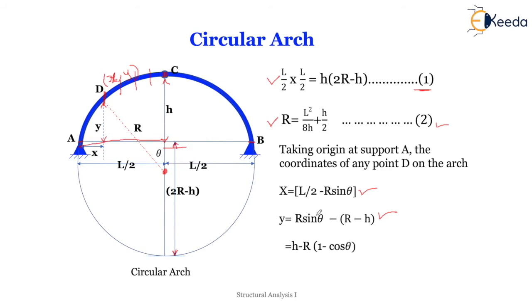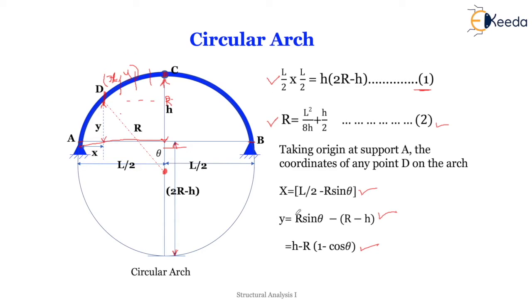The Y distance is R cos theta minus R minus H. How do we calculate this? If you consider a straight line here, this distance is R, and this is also R. So when we substitute R minus H, finally we get Y equals H minus R into 1 minus cos theta.